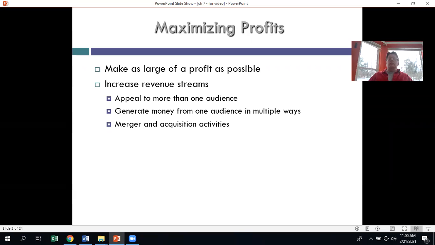Generate money from one audience in multiple ways. Think about Harry Potter. It obviously started out as books, then it became movies, and then there's video games and toys and clothes and so many other things.